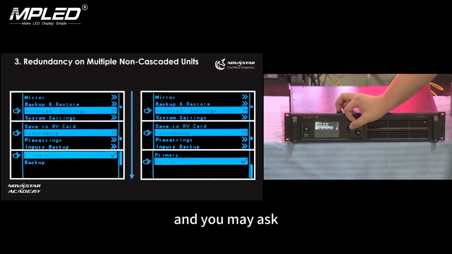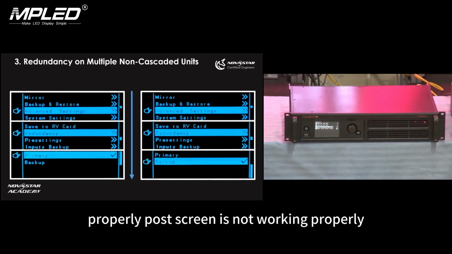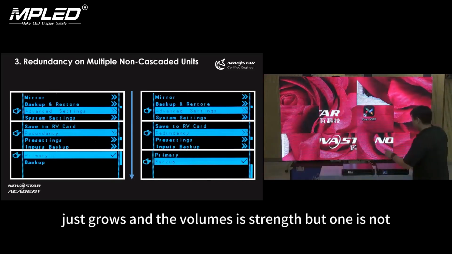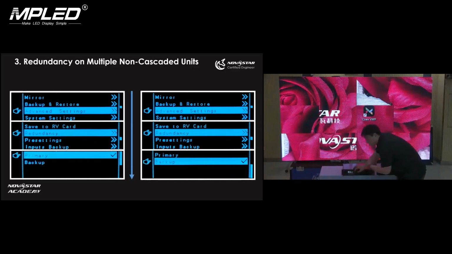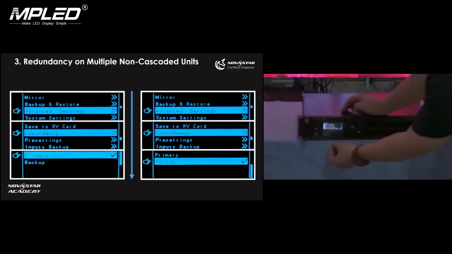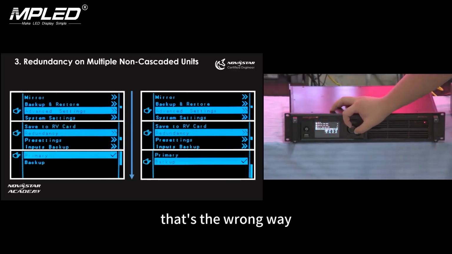And you may ask, why is the whole string not working properly? I think the rows and the columns are right. But why is it not working at all? Let's see the front panel. It's about the data flow direction. That's the wrong way.